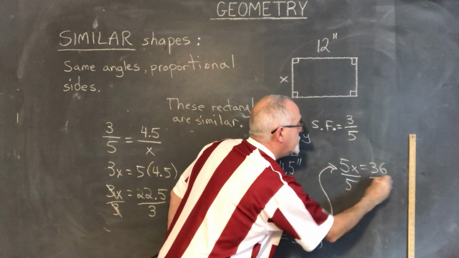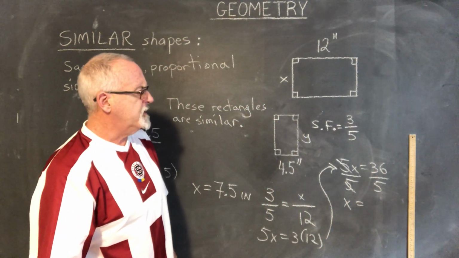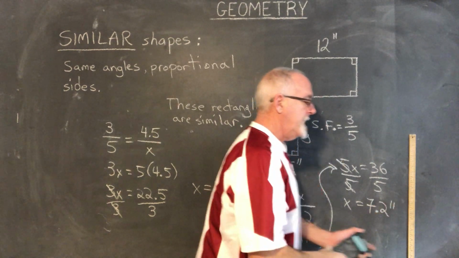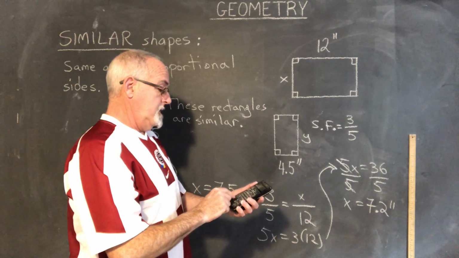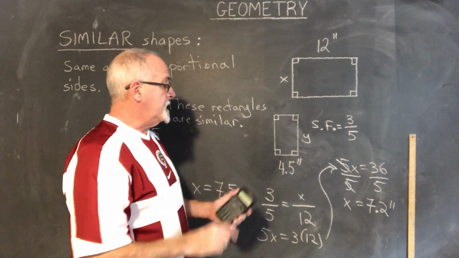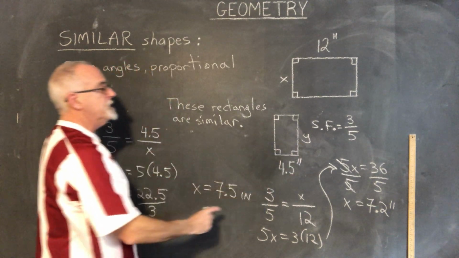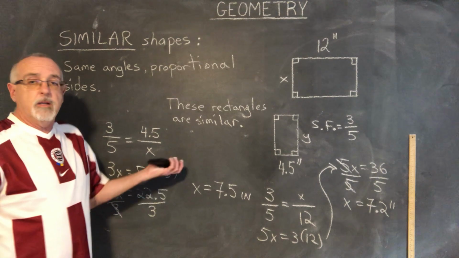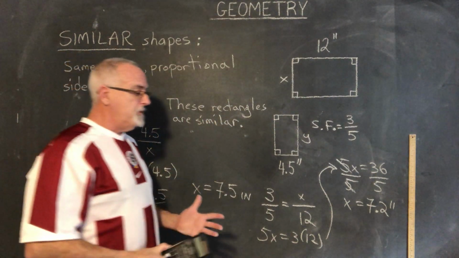Divide both sides by 5. And x is equal to 36 divided by 5, which is going to be 7.2, isn't it? Inches. And then we double check. 3 times 12, of course, is equal to 36. And then when I divide by 5, yes, it is 7.2 inches. Interesting how the missing longer side here was 7.2 inches and the missing shorter side here was 7.5 inches. They're close together inside, but that's just a coincidence. And the information we're given is enough to solve the problem.